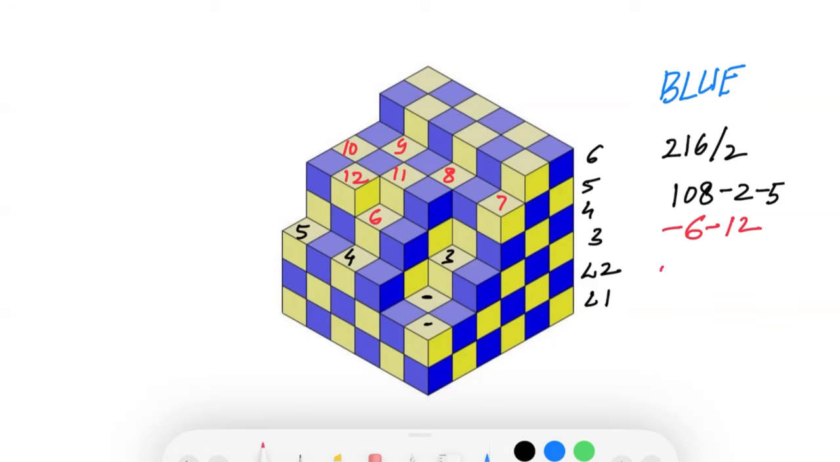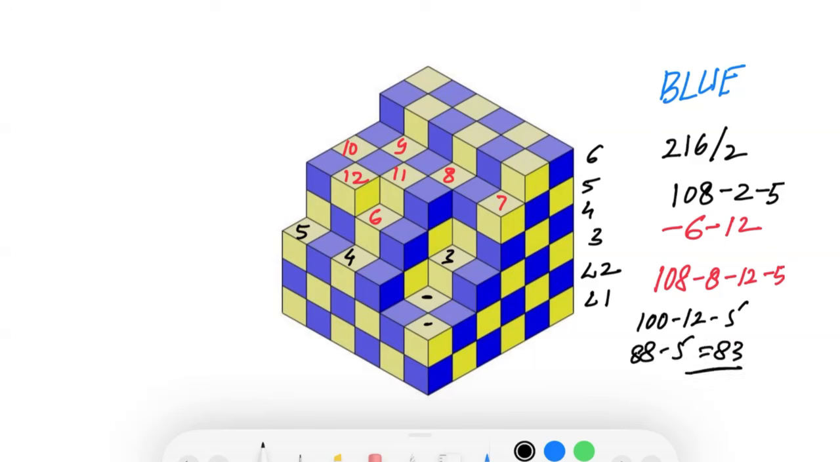Okay, so for simple calculation I do 108 minus 8 because 6 and 2 will become 8, and then I'll do minus 12, and then I can do minus 5. That will be an easier calculation for us. So 100 minus 12 minus 5. So this becomes 88 minus 5, and therefore it becomes 83. So that's our final answer in this case.